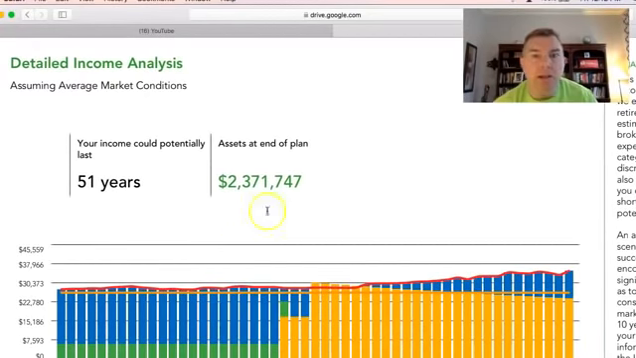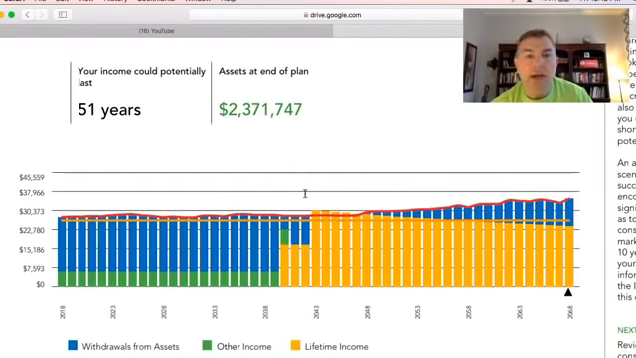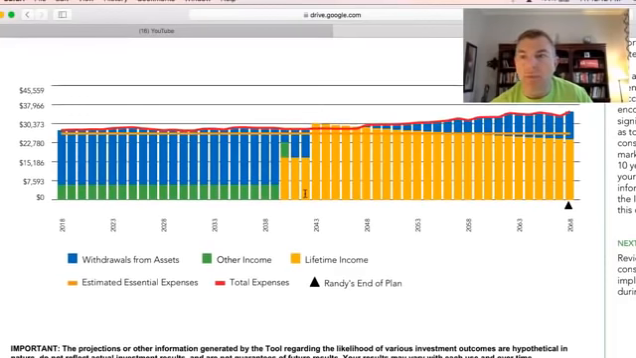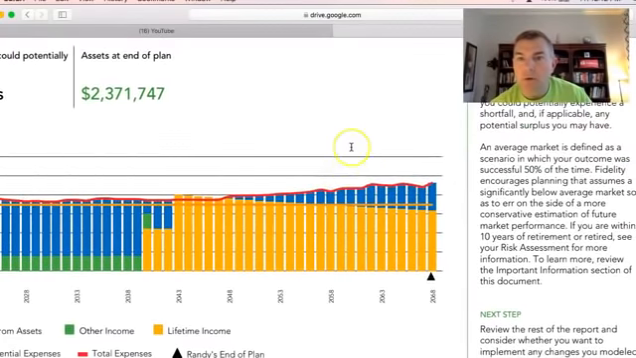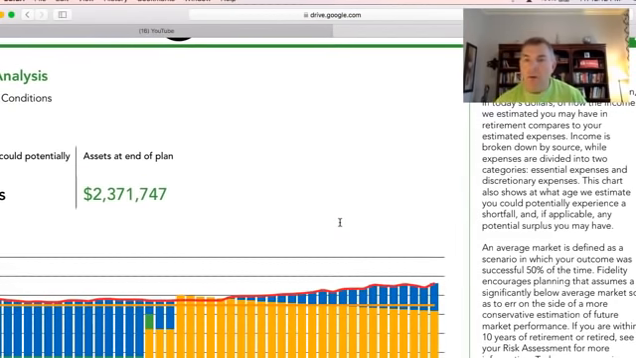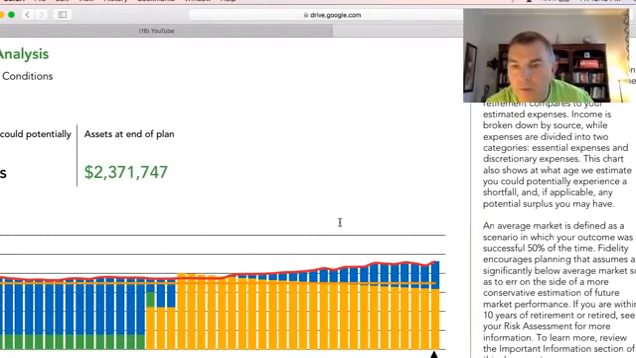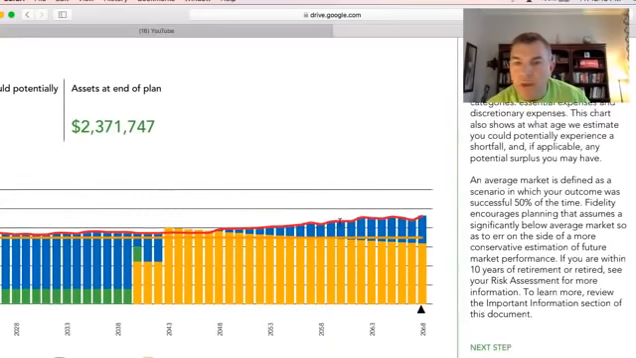Assuming average market conditions, $2.37 million in his plan. So we're going to have to see what the average market conditions are here for sure. Here we go. Average market is defined as a scenario in which your outcome was successful half the time, 50% of the time. Fidelity encourages planning that assumes a significantly below average market so as to err on the side of a more conservative estimation. If you are within 10 years of retirement or retired, see your risk assessment for more information.